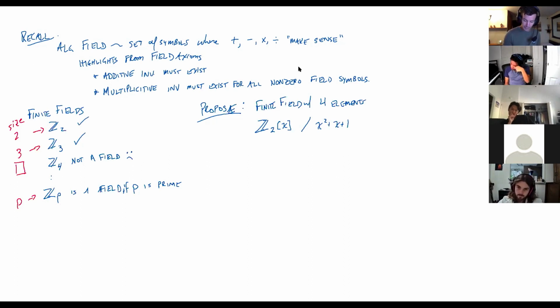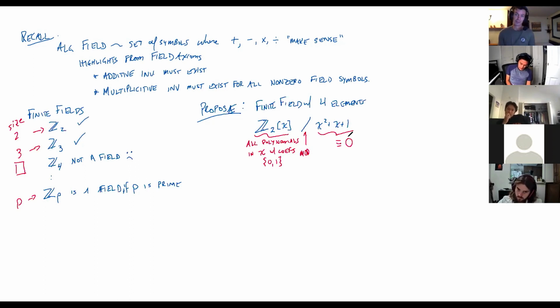Okay, so to review, this is all polynomials in the variable x with coefficients that are either 0 or 1. And then this is our symbol for modulo. And then this thing is what I'm treating as the new 0, or the wraparound point, if you like.